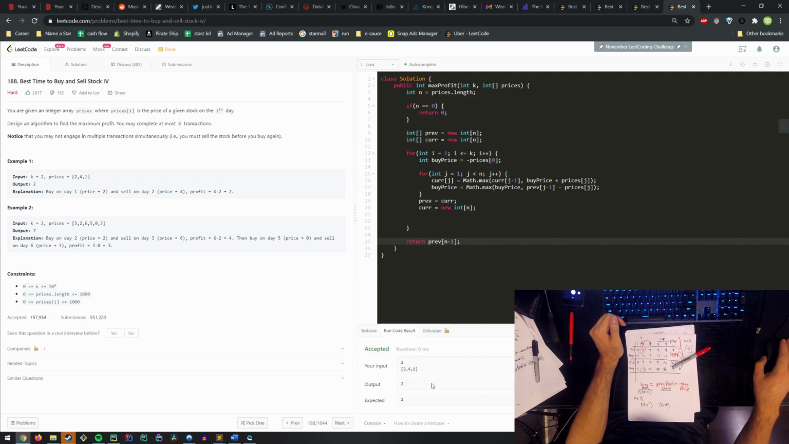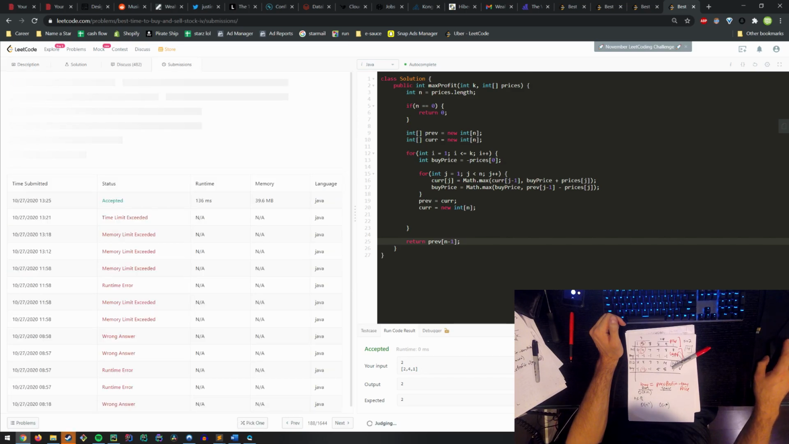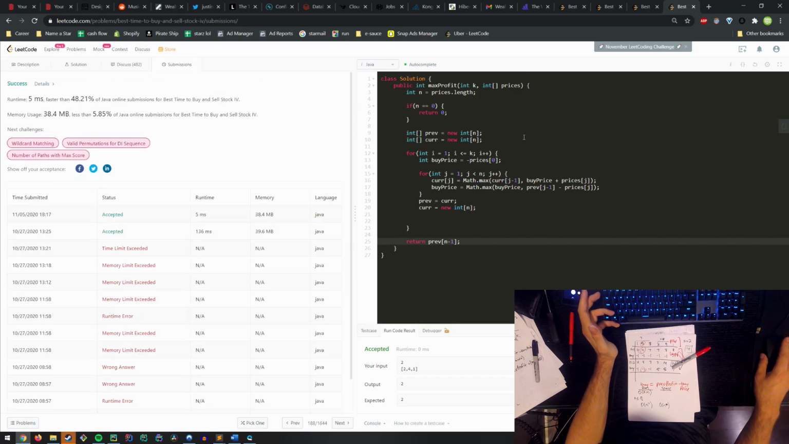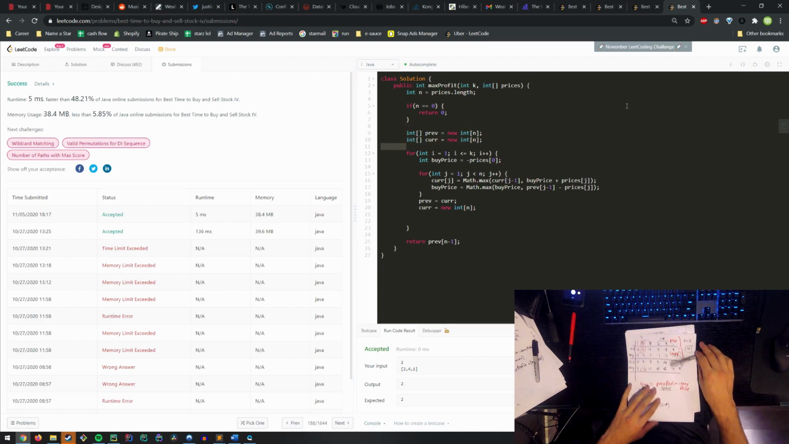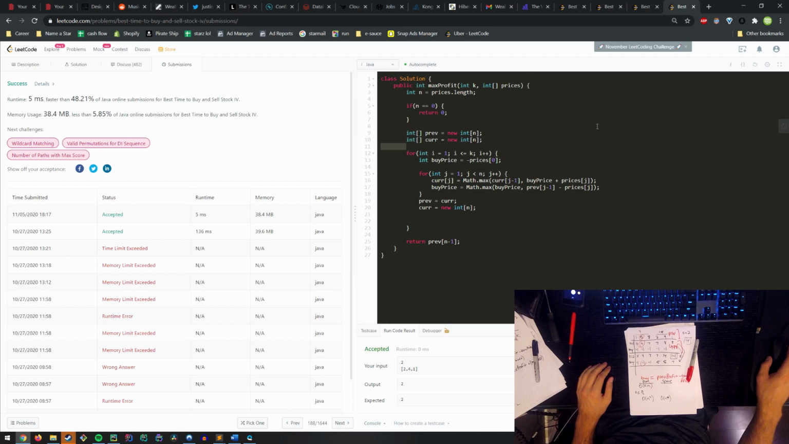So let's run that. It passes for this test case, and it looks like it passes for everything, so I'm actually shocked. It's actually changed from the last time I did it. But you know what, we'll take it. I swear there was something else, maybe I'm forgetting it. Whatever. Point is, this is buying and selling stock with unlimited and k transactions.